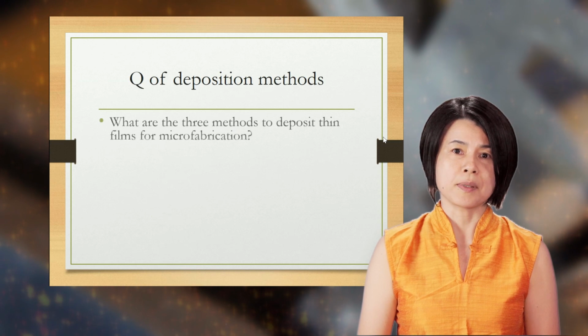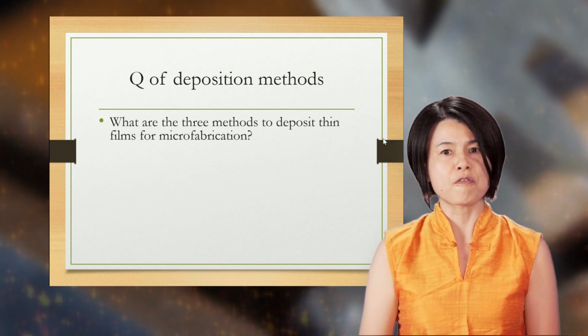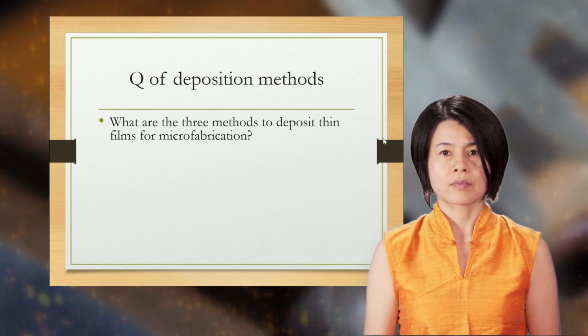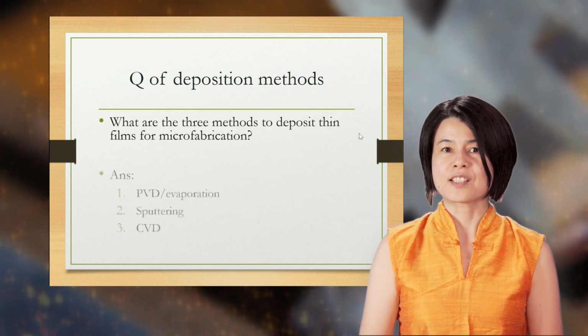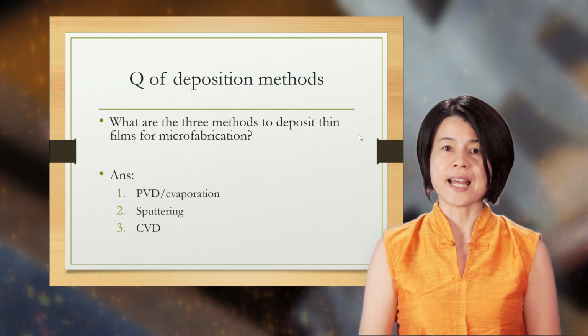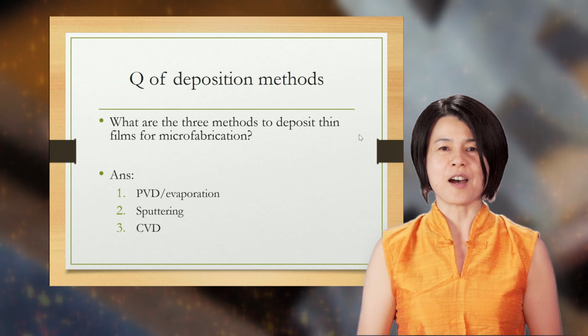Next, we will look at deposition methods. What are the 3 methods to deposit thin films for microfabrication? Okay, the answer includes PVD, evaporation, sputtering, and CVD. Have you got the answer correctly? Good job.